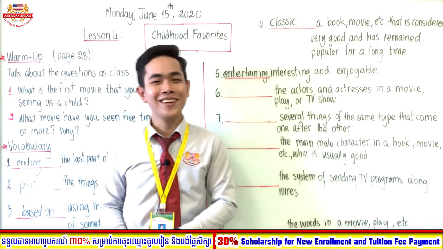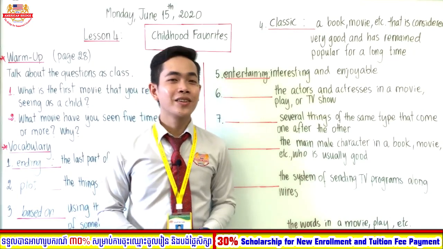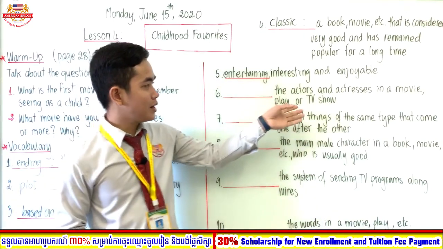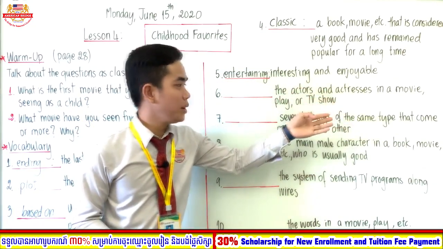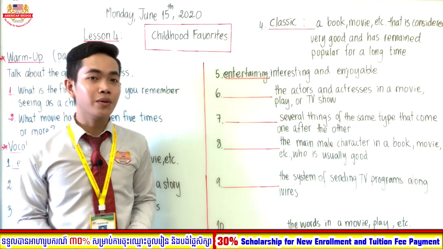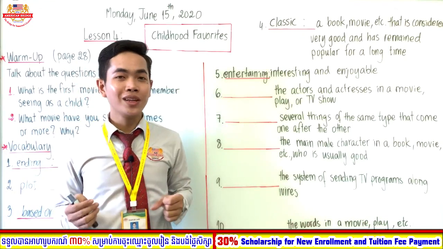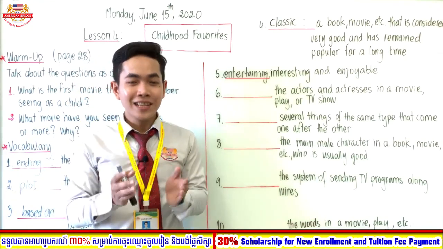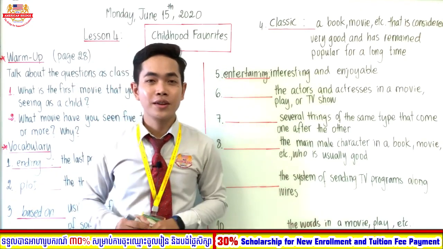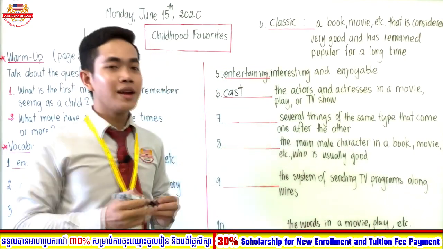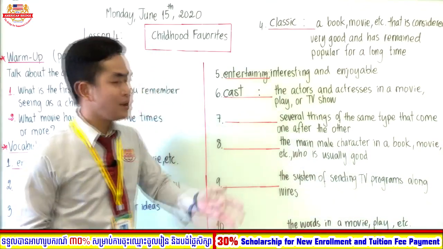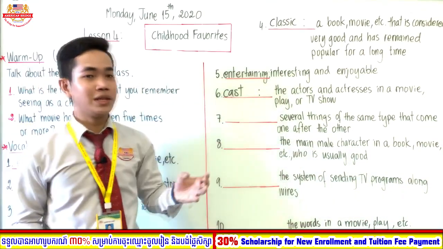I guess, right? Okay, now let's continue with our word number 6. The actors and actresses in a movie, play, or TV show. What do we call it, everyone? It starts with the letter C in our reading. It is the word cast. Very good. Alright, so cast is the actors and actresses in a movie, play, or TV show.